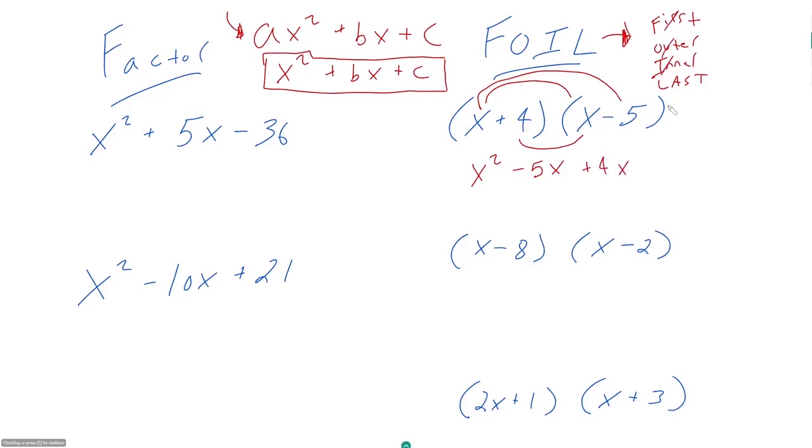Cross these off as we go. And then we got to multiply our two last terms. So that's our 4 times our negative 5, which is just negative 20. So when we combine this, this should, in our distributed form, give us x squared minus x, or minus 1x if you want to keep the coefficient, minus 20.